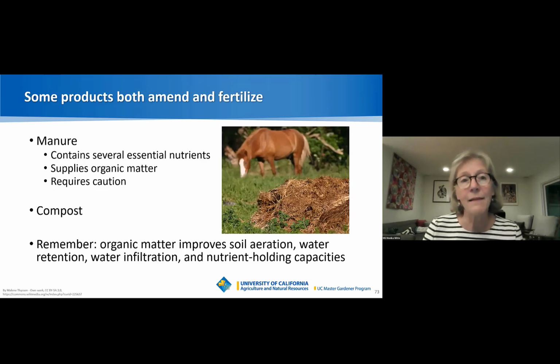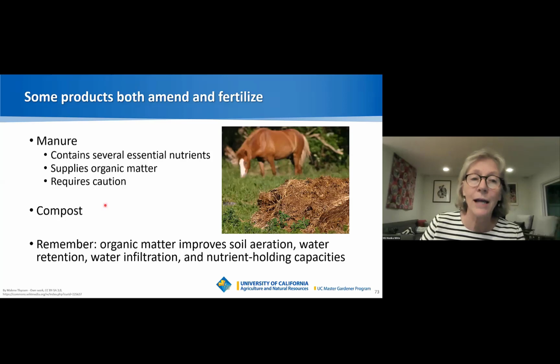And there are products that both amend and fertilize. So manure contains several essential nutrients. It supplies organic matter, and it requires caution, as I mentioned earlier. In this case, the horse manure is mixed with bedding straw, and that manure will have varying nutrient content depending on the animal it came from, what that animal ate, and for how long the manure was stored. Because of some potential problems with excess phosphorus, we recommend the use of manure only every other year.